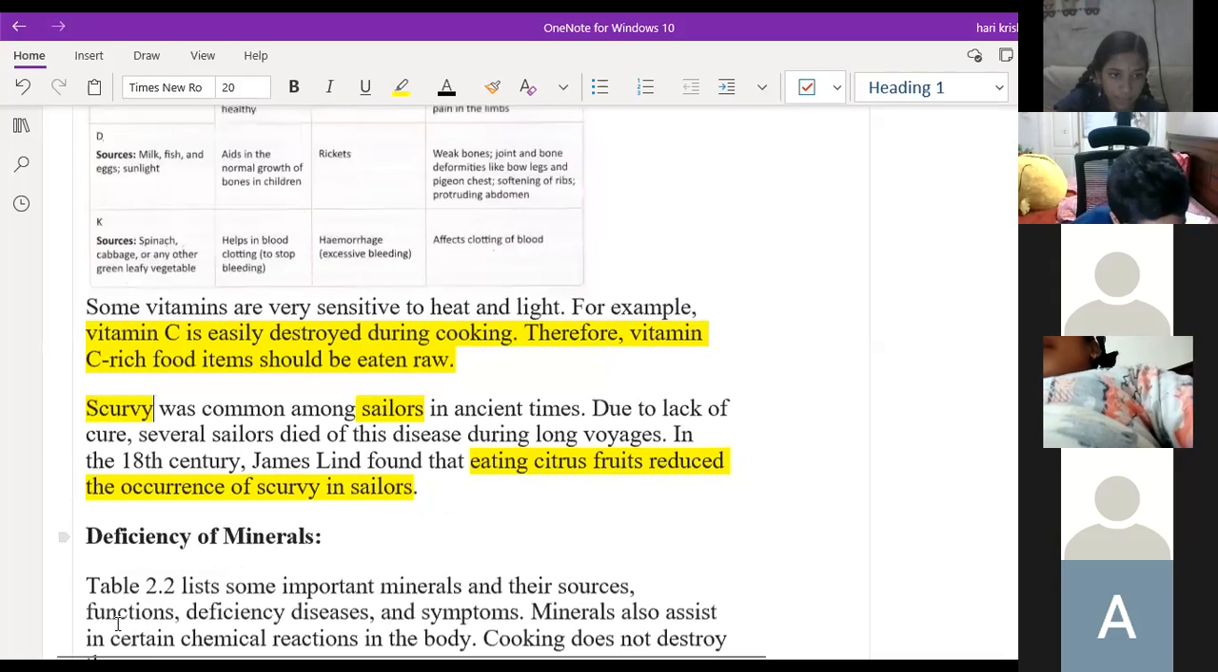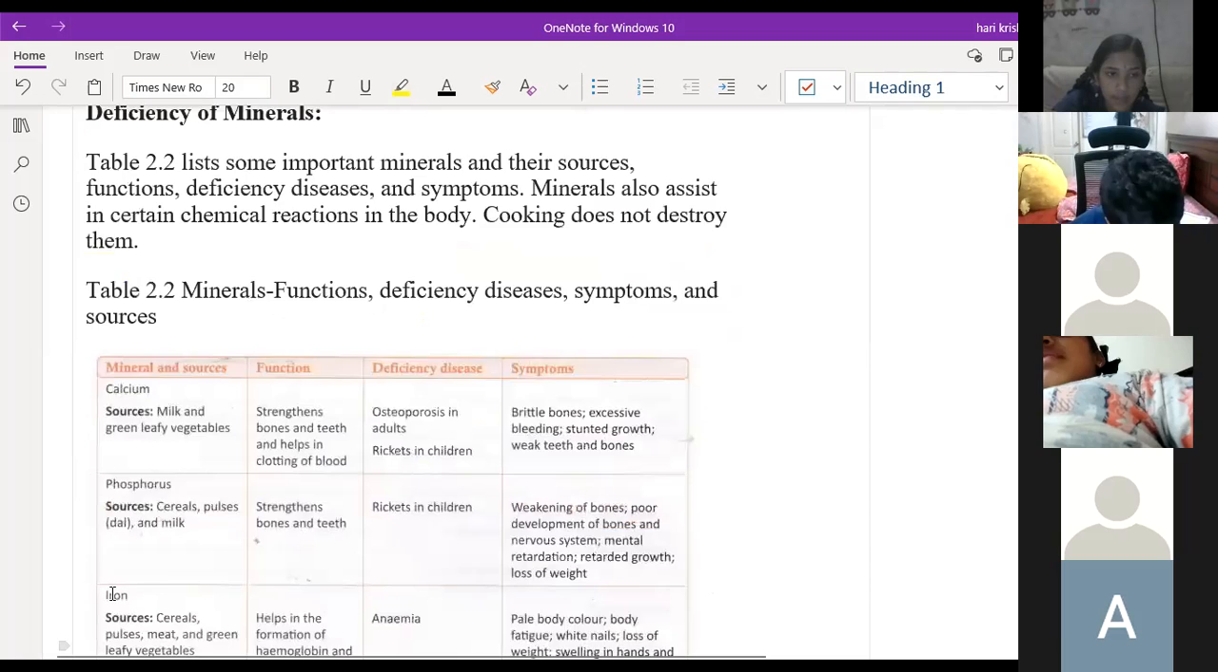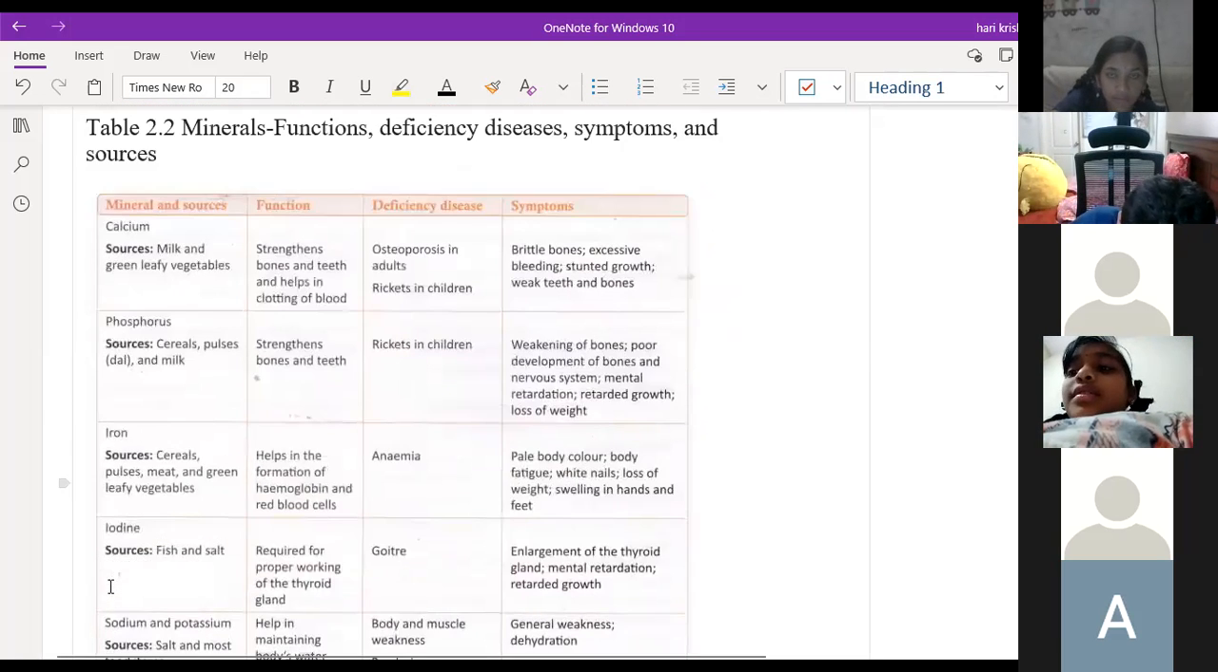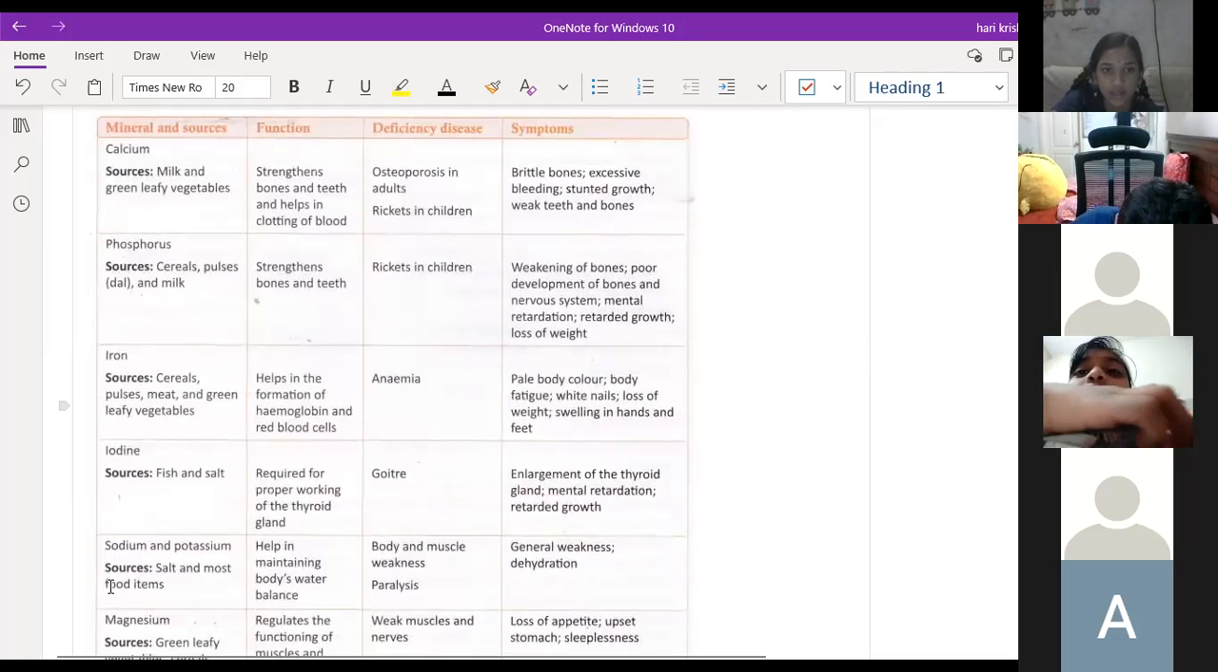Okay. So the next one is the minerals. It's already given in the tabular column here itself. So magnesium, sodium and potassium, iodine, iron, phosphorus, calcium.